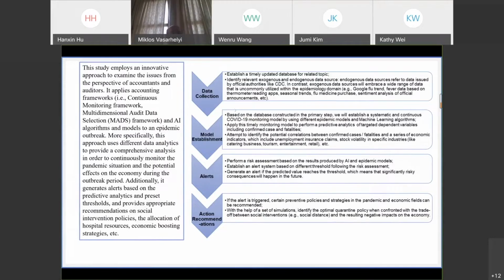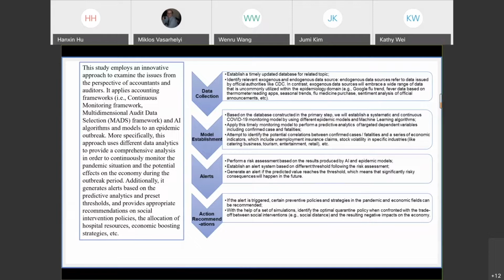Well, this is our work. Basically, we try to examine the transmission of coronavirus and do a series of predictive analytics from the perspective of contents and the auditors, which is a little bit different from what Wenru and Xinxin had done. We would like to apply the accounting framework, continuous monitoring system, and AI algorithms and models to an epidemic model.